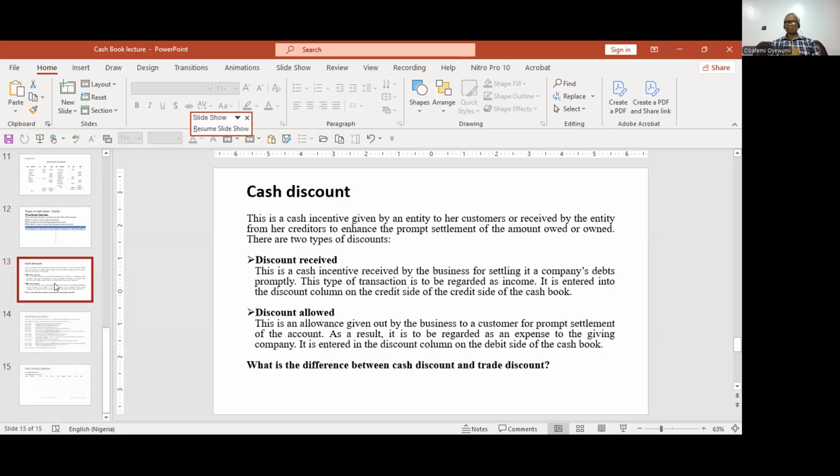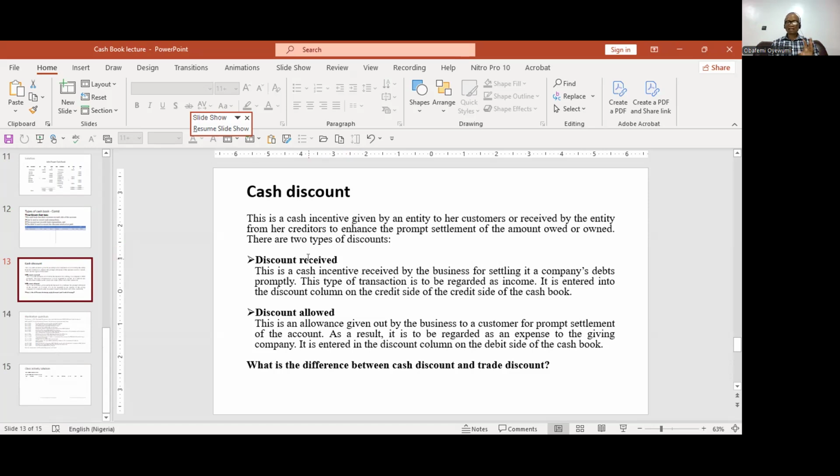When we talk about discount, what are we referring to? Discount is a cash incentive given by an entity to her customers, or received by an entity from her creditors to enhance prompt settlement of the amount owed. So you must get this particular terminology very right. When we talk about cash discount, it's a cash incentive either given by the entity, the company, to her customers, or received by the entity from her creditors to enhance prompt settlement of the amount owed.